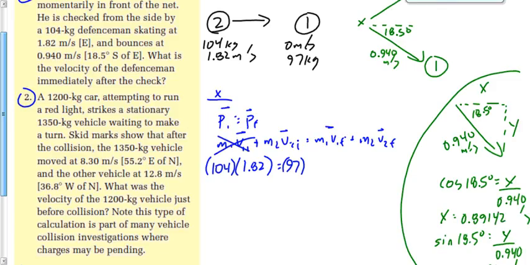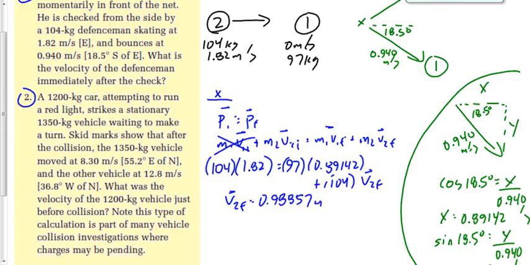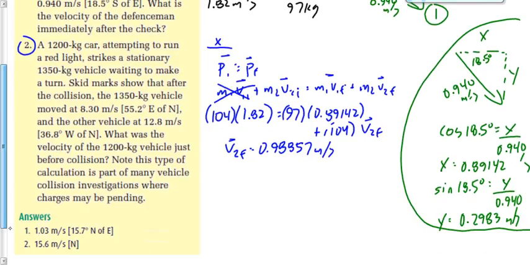Okay. All right, so you're right then, let's replace V1F with 0.89142. M2 is 104 times V2F. V2F is 0.98857 meters per second. That's the X component. The Y component, PI equals PF. The initial Y momentum, once again, is 0 because everything's on the X-axis. M1 V1F plus M2 V2F.